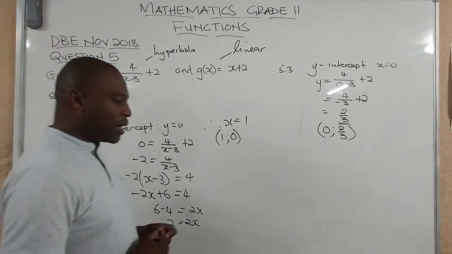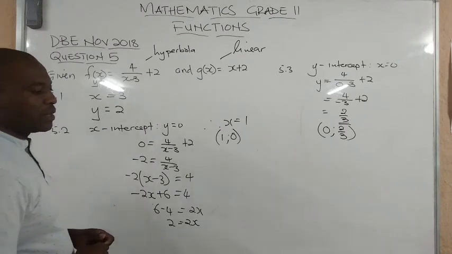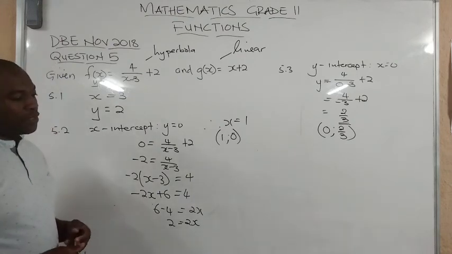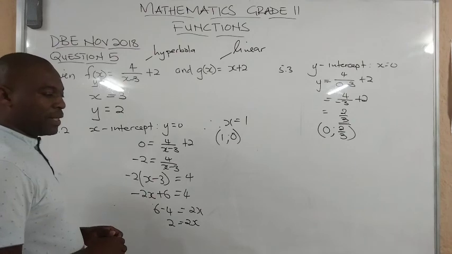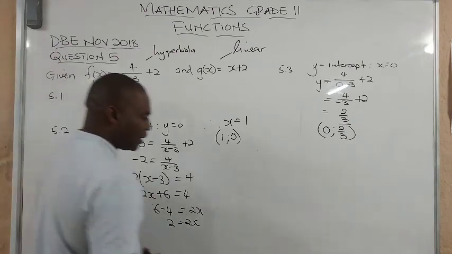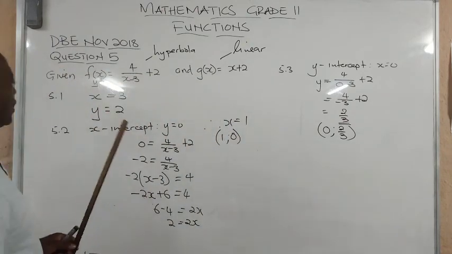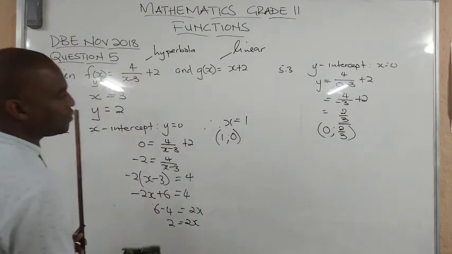5.4. You are required to sketch the graph of f and g on the same system of axes and show clearly all the intercepts with the axes and any asymptotes. So we are going to sketch. Let's not forget the asymptotes.